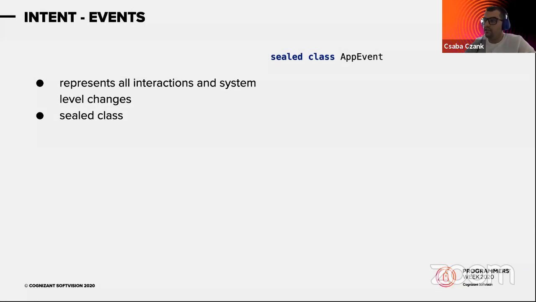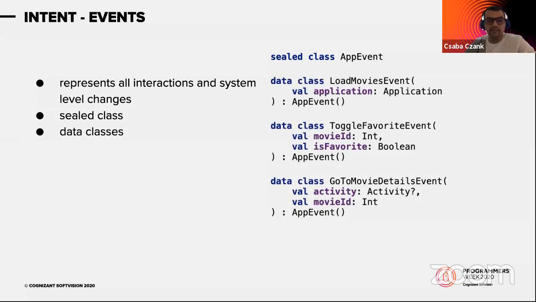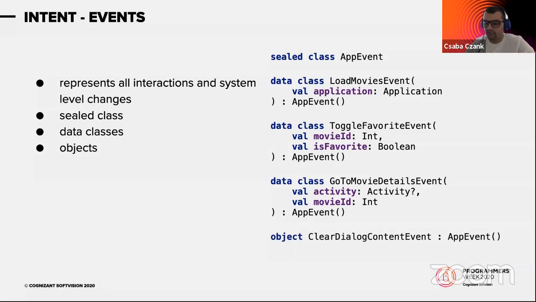In our case, it is a sealed class. It can contain data classes if we need to transmit more information through the event, or objects if we do not transmit other information through it.